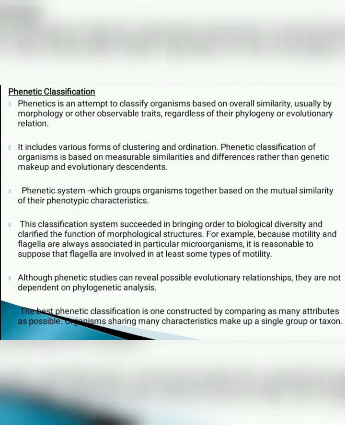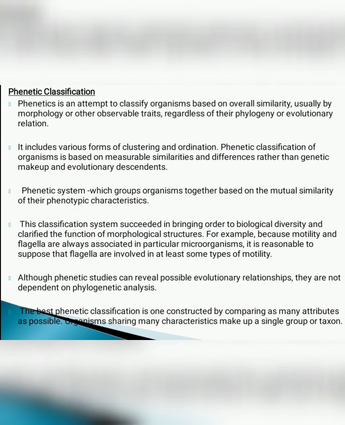Phenetic system. A phenetic system is a grouping of organisms together based on the mutual similarity of their phenotypic characters, that is by comparing their morphologic characters. This classification system succeeded in bringing order to biological diversity and clarifying the function of morphological structures.